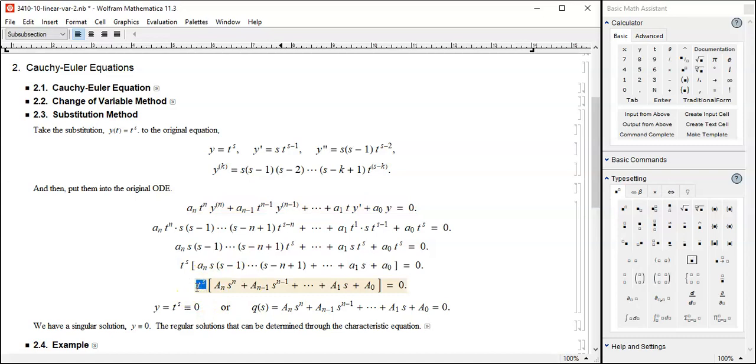In that case, what is t to the s power? Y is t to the s power, and that's equal to 0. Oh, we get a singular solution. Y is always equal to 0.